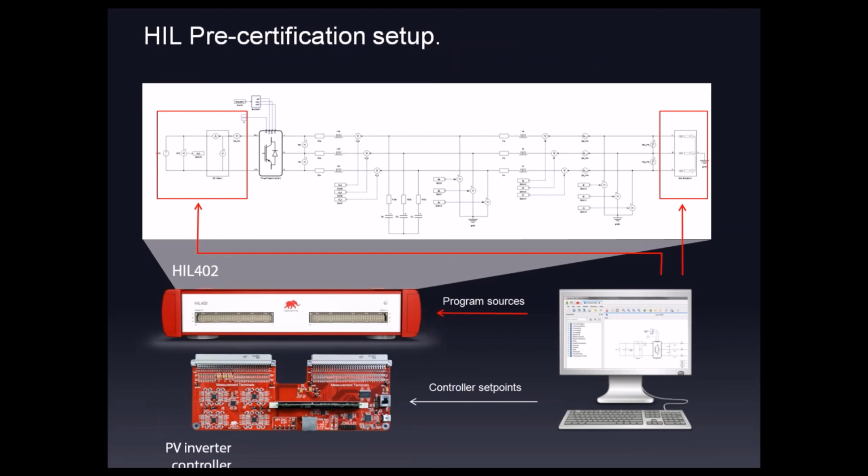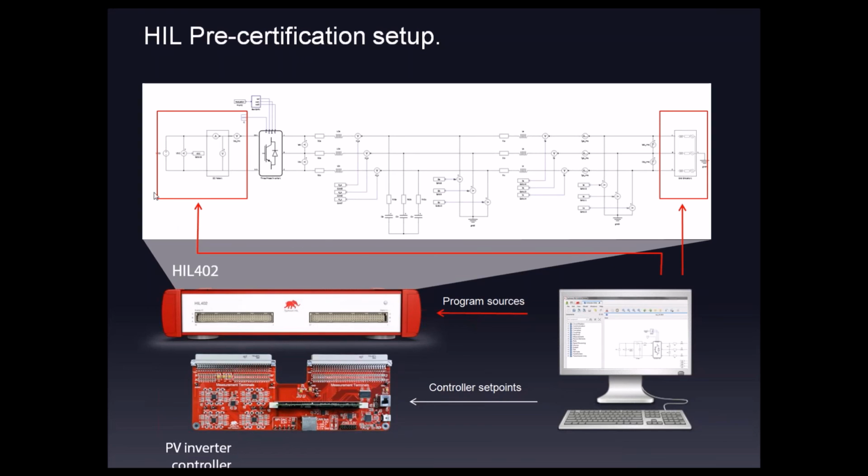Okay, but now let's step back and see how the controller hardware in the loop actually helps us do this, and how we can do these tests and pre-certify our controllers without even going into the high power lab. The setup that we have here, and we will be running multiple examples, is a small HIL 402 system on our desk. It's our hardware-in-the-loop real-time simulator. On top of that, we have a PV inverter controller directly plugged into the HIL 402, and the schematic here is the schematic of a solar inverter that we are simulating in real time.